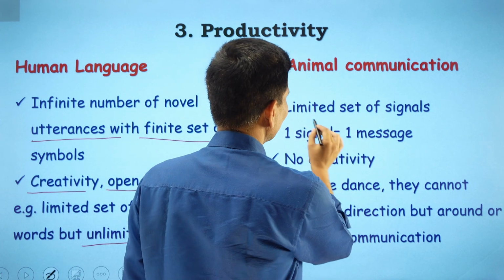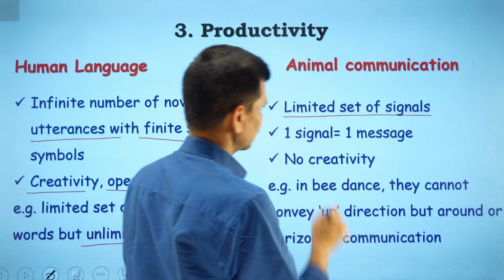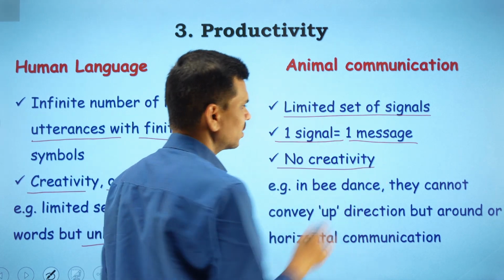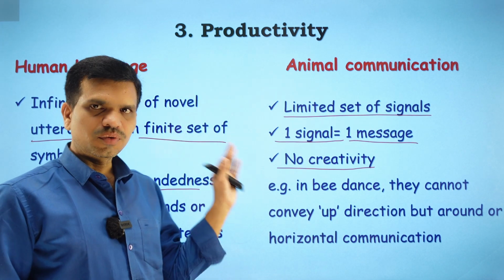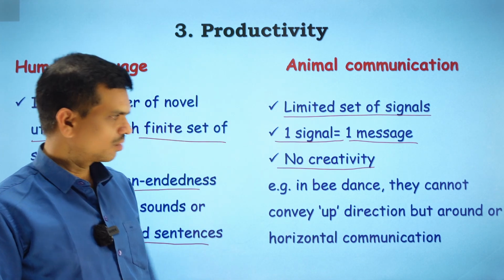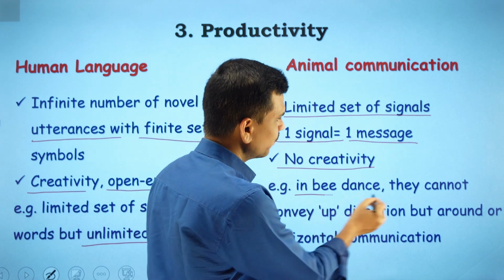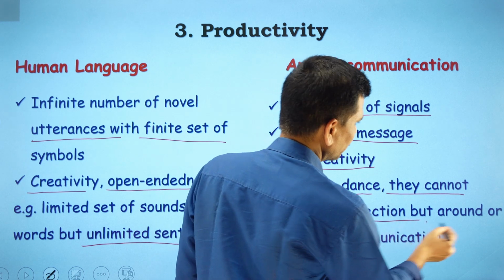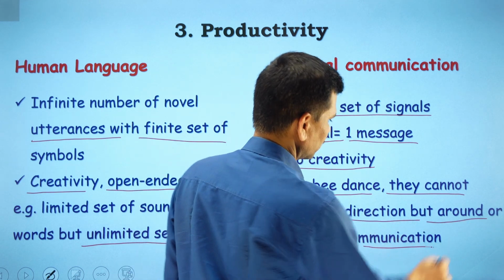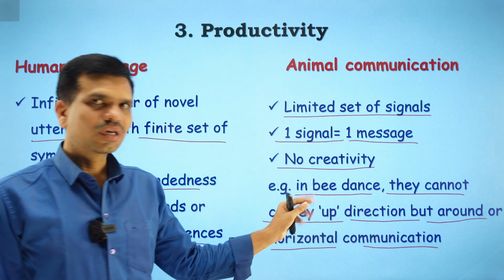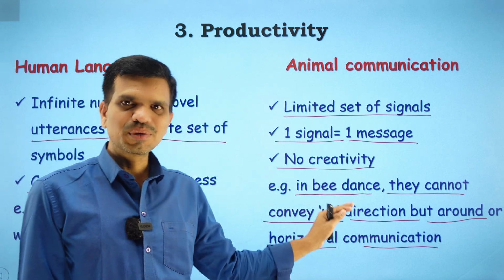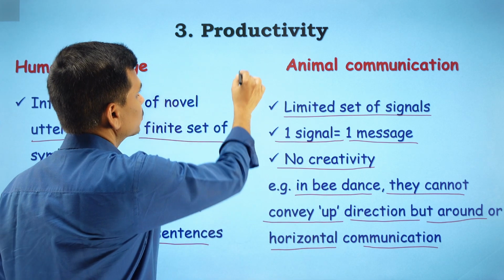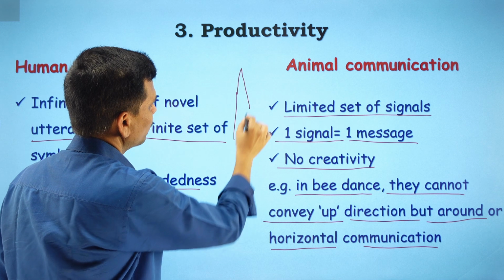We have in animal communication a limited set of signals. For example, one signal is equal to one message. There is no creativity in animal communication if we compare it with human communication. For example, we have the bee dance. They cannot convey up or down direction but only around or horizontal communication. In the last example we have talked about this thing. There is an experiment made on the bee, and in that experiment the honey is placed at the top of a tower.